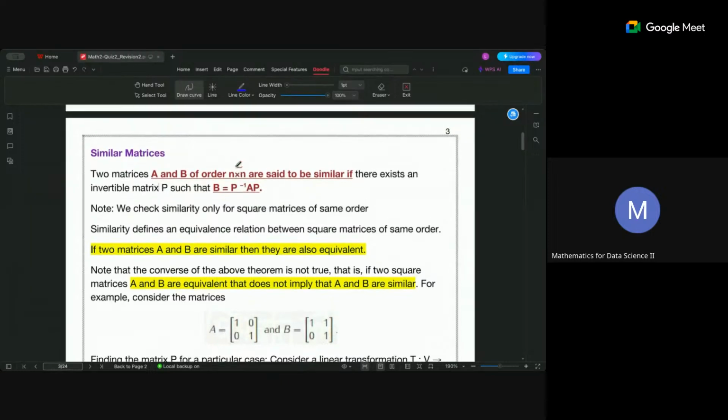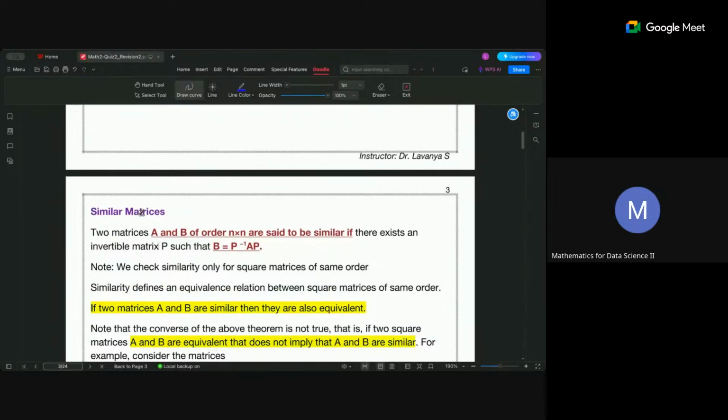What is the main difference between equivalent matrices and similar matrices? Equivalent matrices we can define for rectangular matrices, but similar matrices are defined only for square matrices. Similar matrices cannot be defined for rectangular matrices, only for square matrices. And here you have B equal to P inverse AP.